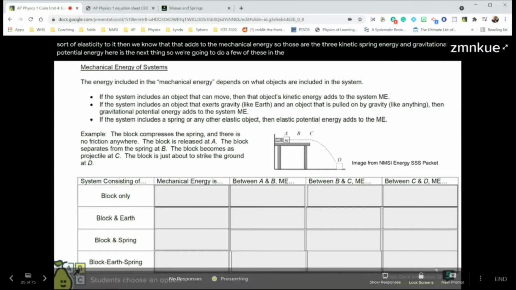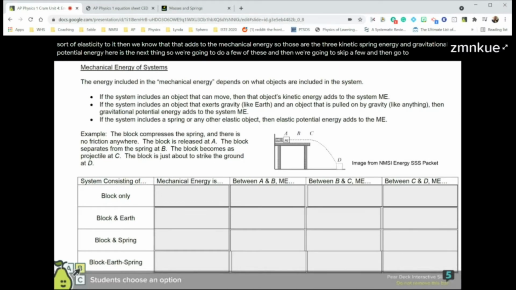A few of these, and then we're going to skip a few and go to some others. We have a spring attached to a wall. It is just above a table surface, and we have a mass labeled M, compressed at letter A. We let go of it, and it starts to move along the table. When it gets to the end of the table, it flies off and goes down to letter D.